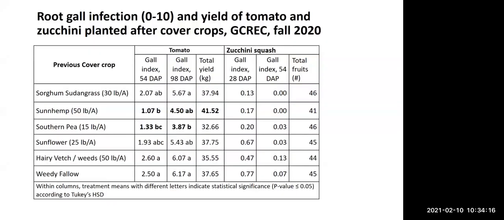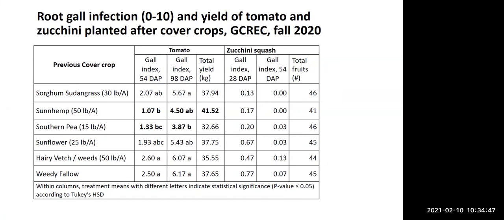The crops did really well. You know, we didn't fumigate anything, and we had a really good stand there, good yields. This table gives you the nematode infection and the yield for both tomato and zucchini. You can see we did get some decent galling, about 6, which is about 60% root galls, the highest. The lowest root galls we found in the sun hemp and the southern pea, the cowpeas as well.